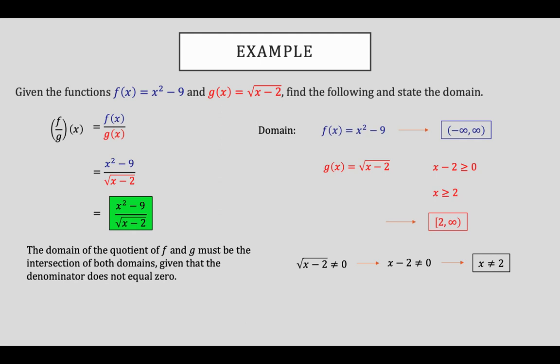So the domain of my combination, that's x squared minus 9 divided by the square root of x minus 2, has to be the overlap of all three of these domains. Well, where do all three of these domains overlap? That's going to be values that are greater than 2. Our domain here is going to be from 2 to infinity.